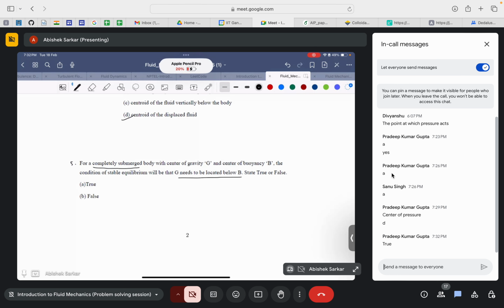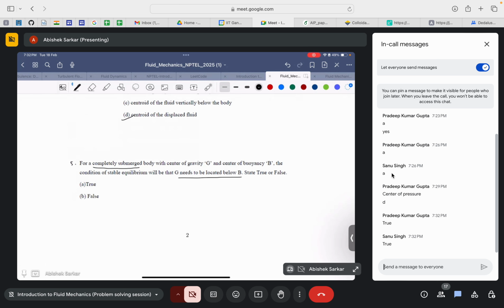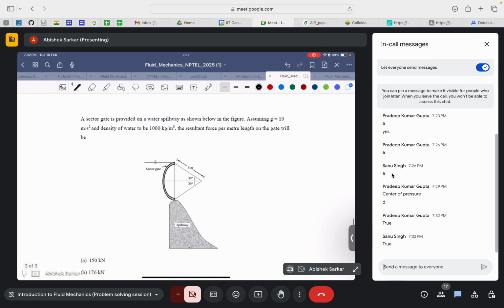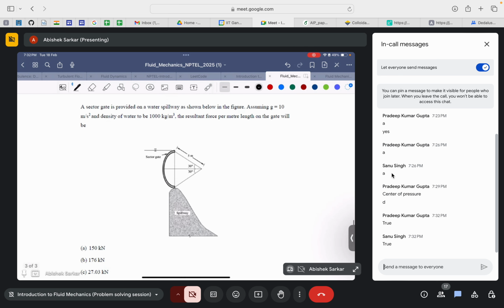Stability of completely submerged bodies. So we saw that these are completely governed by the location of the center of gravity and the center of buoyancy, and the governing criterion was that the center of gravity has to be below the center of buoyancy. Okay, then only they form a restoring couple. So this is true. Sanu also said true, so it's correct.